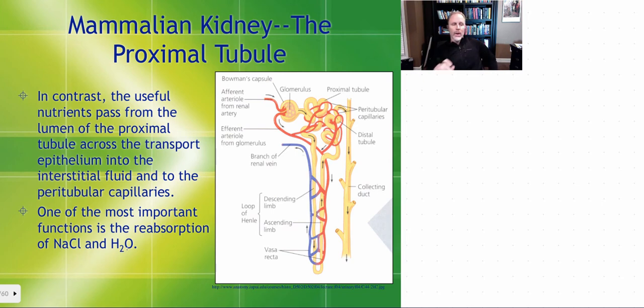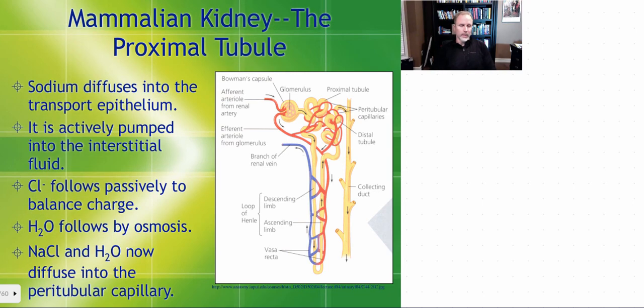Okay, so one of the most important functions, as we said, is to maintain the salt balance as well as the water balance within the system. So the sodium is going to diffuse into the transport epithelium, and get actively pumped into the interstitial fluid. The chloride is going to follow, and water is going to follow by osmosis. So it's going to follow the concentration gradients being created by pumping the sodium chloride out of these tubules. And now the water and the salt can diffuse into this peritubular capillary and be taken back up. Okay, so the sodium chloride gets out, diffuses in, and then it's carried through.